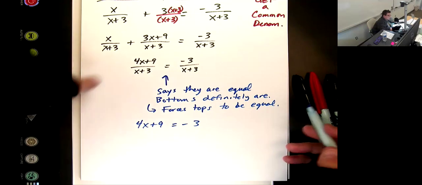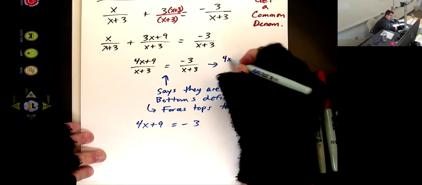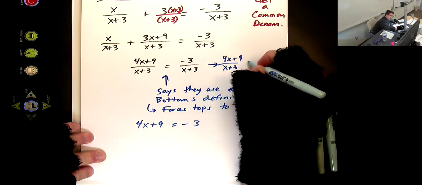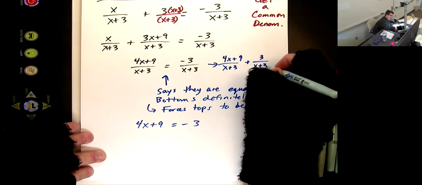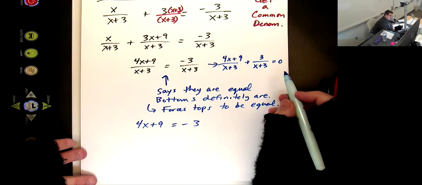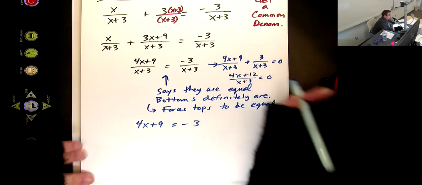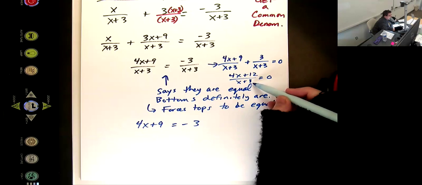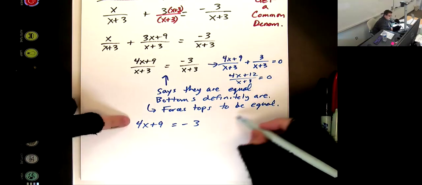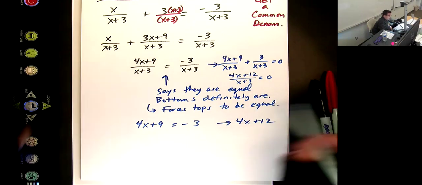Another way of doing this is if I add the fraction to both sides, like I collect everything on one side. I get a 0 on the right. And I get 4x plus 12 over x plus 3 equals 0. And the only way for this to equal 0 is if the top equals 0. A fraction equaling 0 means the numerator has to equal 0. And this is the same thing as 4x plus 12. I just moved the 3 over. Here, I wouldn't move the 3 over.